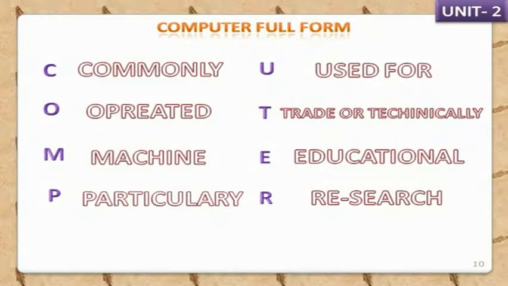Commonly operated machine, particularly used for trade or technical educational research. Right side COMP, left side COMP, top to bottom, then right side top to bottom UTER. See why we have divided this into two parts: not for having sufficient place or other things, we could decrease the size and put it, but this manner has an exact explanation.